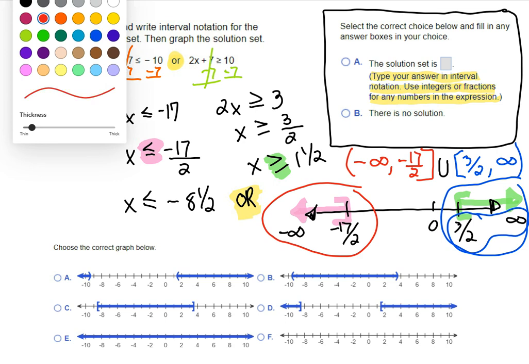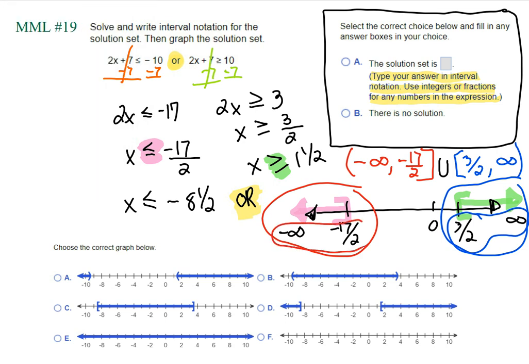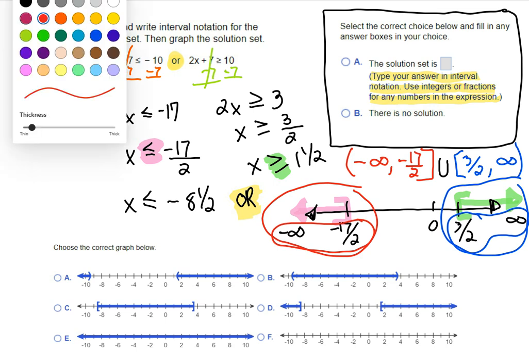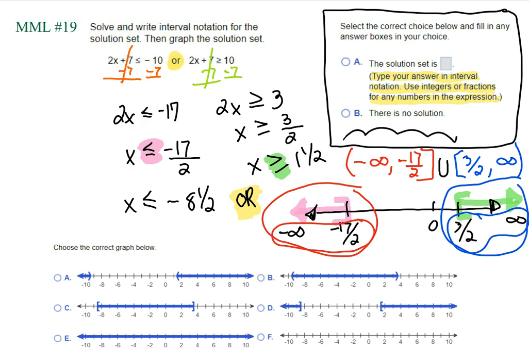And this one was, I guess I should have just circled that part instead. That one. So this is my answer right here. That's how you're going to type this into this box right here in my math lab. And then of course I just have to pick out the correct graph. I've already graphed it once, so we're looking at choice D. It's D.